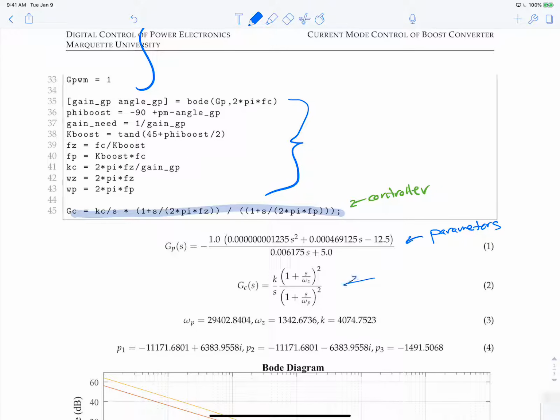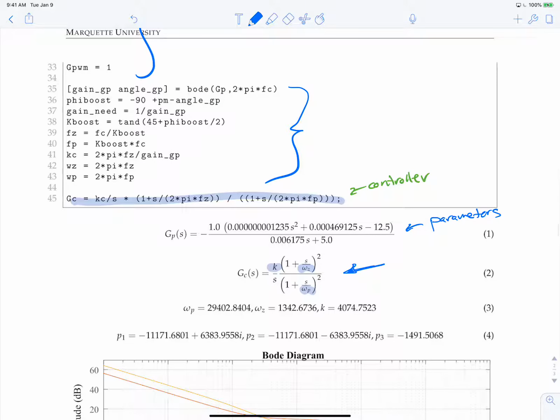And this is our controller, the basic structure of it. We're trying to find K, omega Z, and omega P. If you run the script and do the design for this, what you're going to get is one pole, one zero, and one gain.